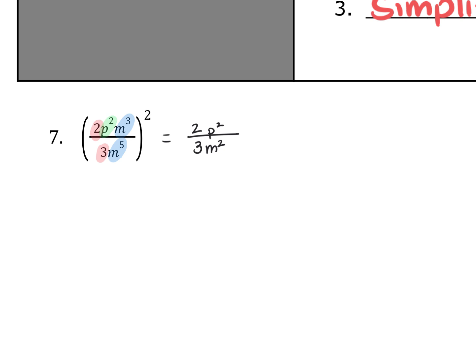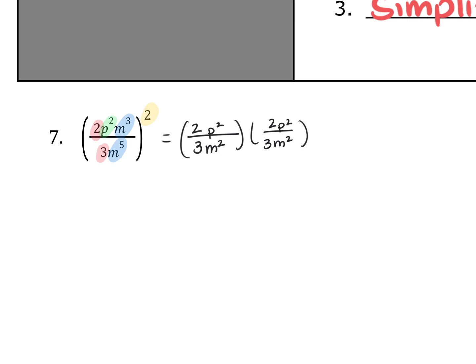Okay, so we first simplified by dividing. We did step number one. Number two says we're going to write this the number of times that the power is. Because it's raised to the power of 2 on the outside, I'm going to write it one more time so it's shown 2 times. So I'm going to have a 2p squared over 3m squared.